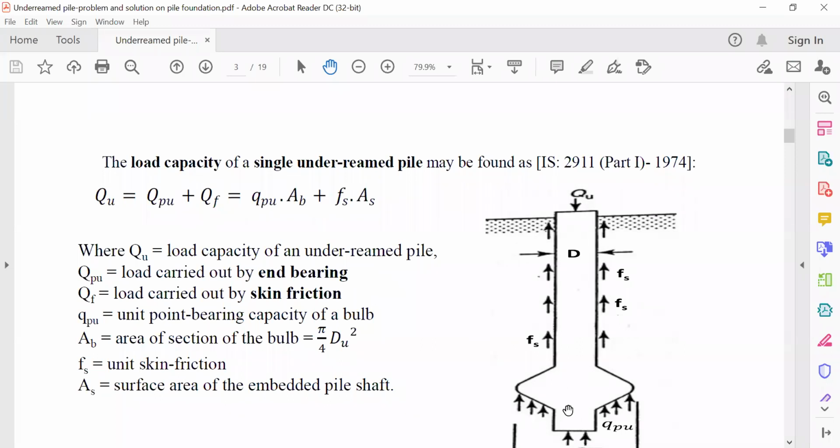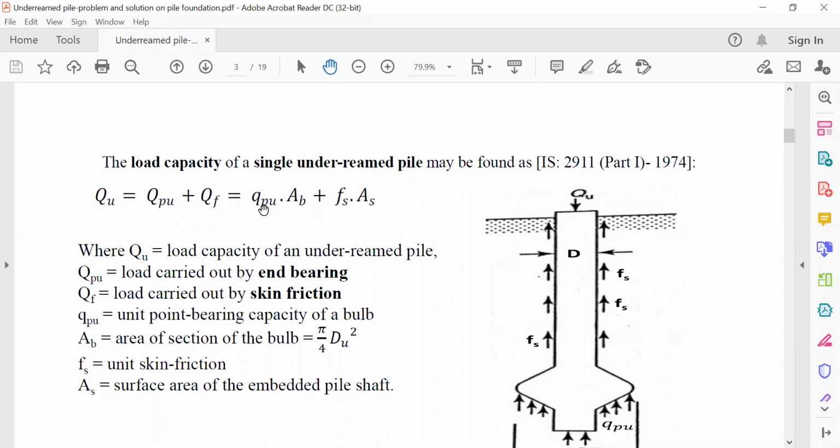The single under-reamed pile is there. So these are the points. Q is the load capacity of under-reamed piles. QPU is the load carried by the end bearing, how much load is going to be taken by this part, and how much load is going to be taken by the skin friction.